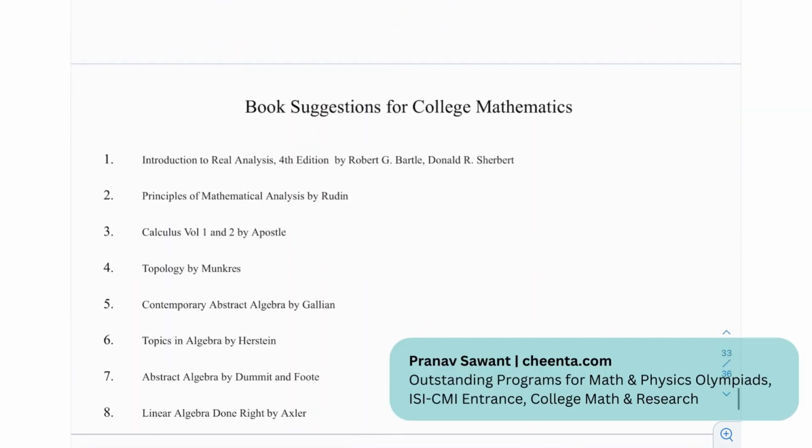Okay, so moving on, we have certain book suggestions for college mathematics: Introduction to Real Analysis, Principles of Mathematical Analysis by Rudin, Calculus Volume 1 and Volume 2 by Apostol, Topology, Contemporary Abstract Algebra by Gallian, Topics in Algebra by Herstein, Abstract Algebra by Dummit and Foote, Linear Algebra Done Right by Axler.